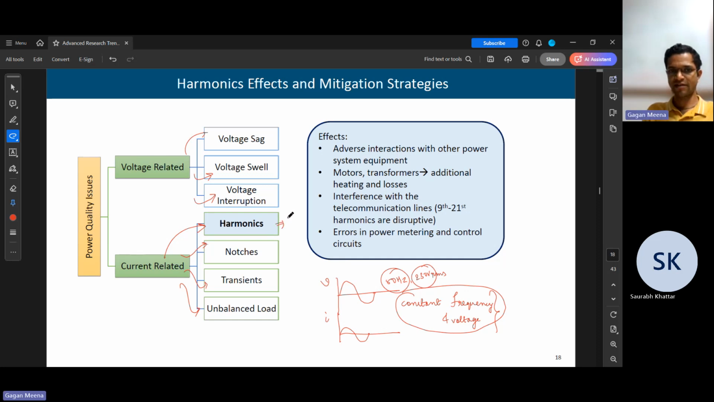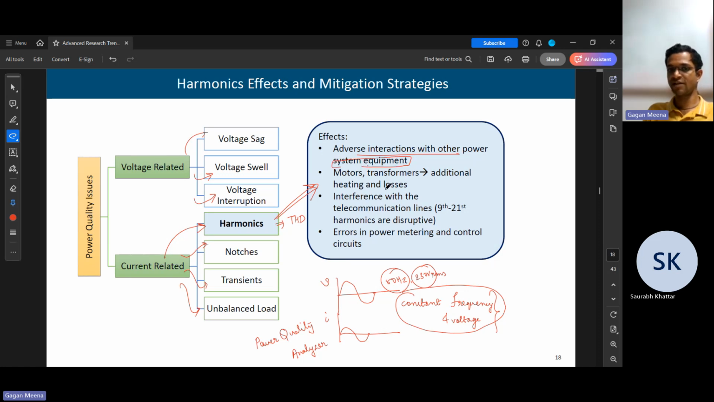Theoretically, we can measure harmonics by THD, total harmonic distortion. And practically, we have power quality analyzers, which provide us the harmonic spectrum, showing what harmonic components are present. These harmonics have adverse effects, and they have adverse interaction with other power system equipment.